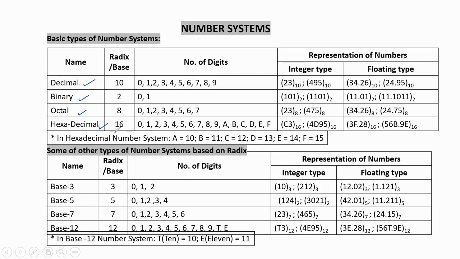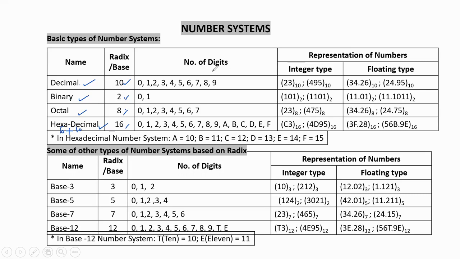The radix or base values for these basic types of number systems are 10, 2, 8 and 16, depending on the name of the number system. Deci means 10, bi means 2, octa means 8, hexa means 6, and deci means 10, so 10 plus 6 equal to 16. So these are the radix or base values of the corresponding number systems.